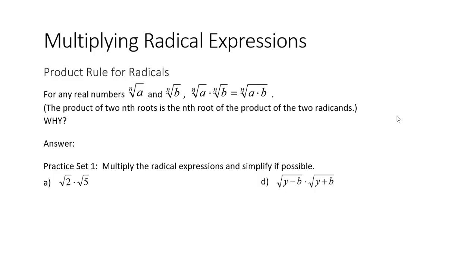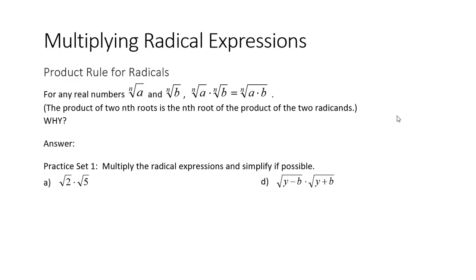In this section, we're going to look at multiplying radical expressions. Let's look at the product rule for radicals. For any real numbers with an nth root of a number a and an nth root of a number b, the nth root of a times the nth root of b is equal to the nth root of a times b. The product of two nth roots is the nth root of the product of the two radicands.